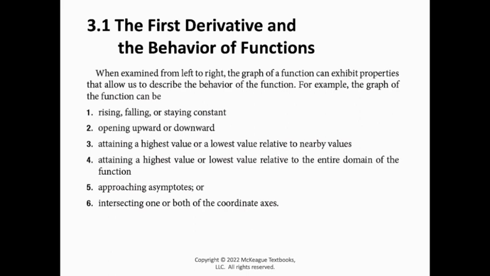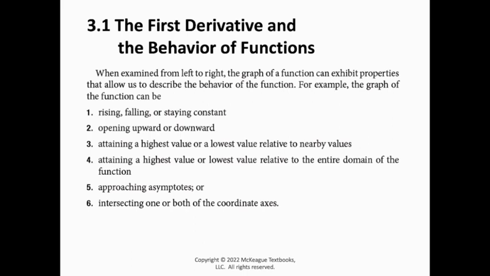So a lot of the behaviors that we will be looking at, they're listed here. We can look to see where the graph is increasing, decreasing, or constant. We can see whether it's opening upward or downward. So we would use the words concave up and concave down for that. Another feature of the graph that we can look for is the highest value or the lowest value relative to the points nearby, and that's called a local max or a local min, because in that area, it's a maximum or a minimum. So it's only a local maximum or minimum.